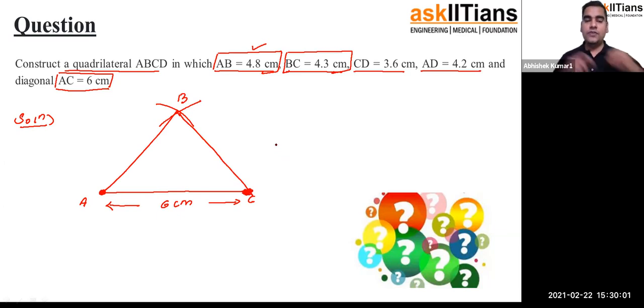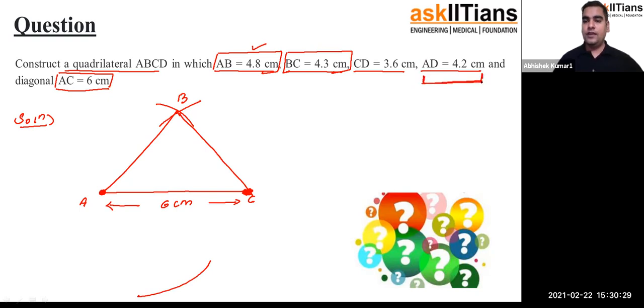After that, because we have drawn one part of the quadrilateral, now we need to draw the other triangle on the lower side of this diagonal AC. For this, we need the dimensions of CD and AD. So, assuming A to be the center, we are going to mark an arc of length equal to 4.2 centimeter below AC. So this is an arc of length 4.2 centimeter below AC.